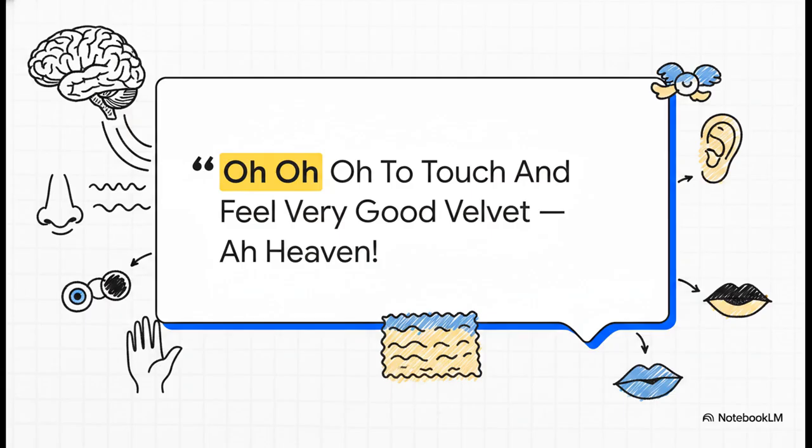Now, for the peripheral nervous system, you absolutely must know your 12 cranial nerves. Here's a classic, slightly cheeky mnemonic to help you lock them in right now. O to touch and feel very good velvet, heaven. That gives us olfactory, optic, oculomotor, trochlear, trigeminal, abducens, facial, vestibulocochlear, glossopharyngeal, vagus, accessory, and hypoglossal. Just say that out loud a few times, and I promise you'll never forget the order.